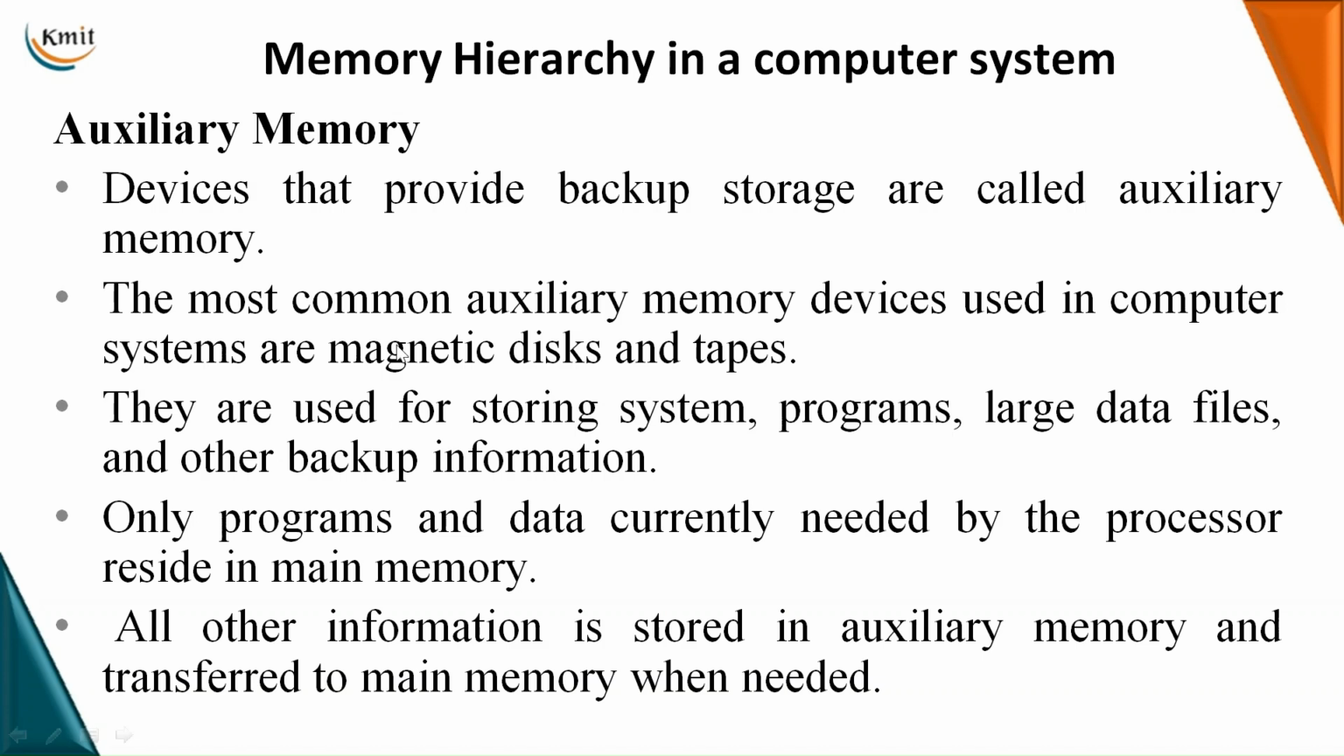Nowadays we are using magnetic disks, and they are used for storing your system programs, large data files, and other types of backup information. Only the programs and data that are currently needed by the processor or the CPU reside in the main memory, whereas all the remaining information which can be stored permanently in your computer is stored in your auxiliary memory, and can be transferred into your main memory when and where required by the CPU.